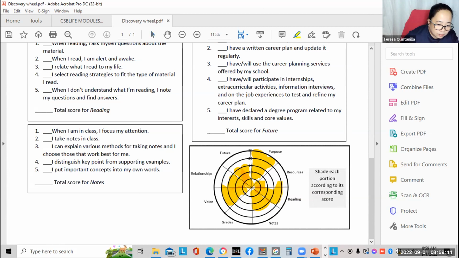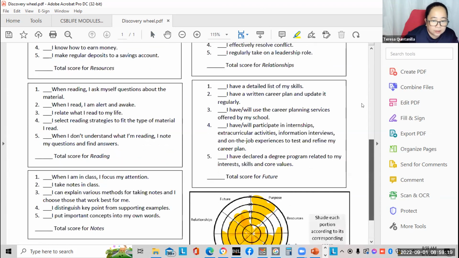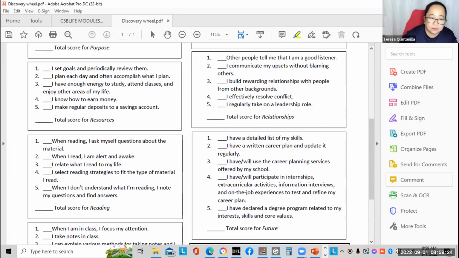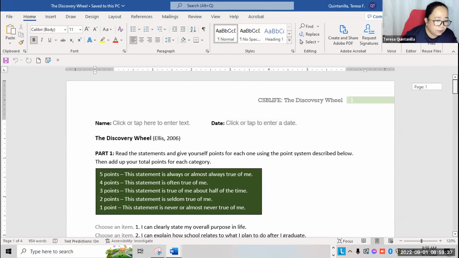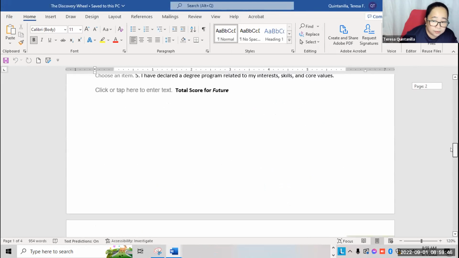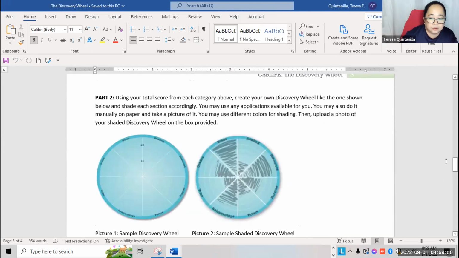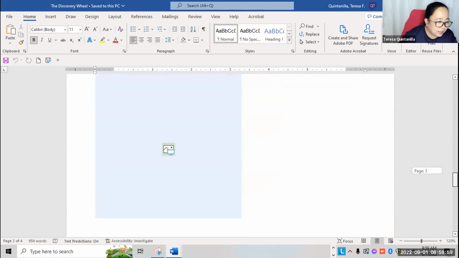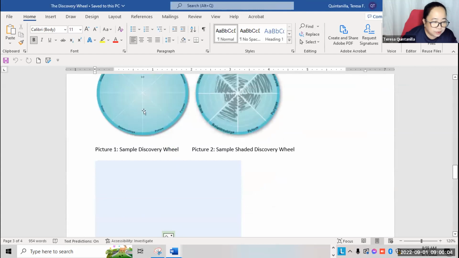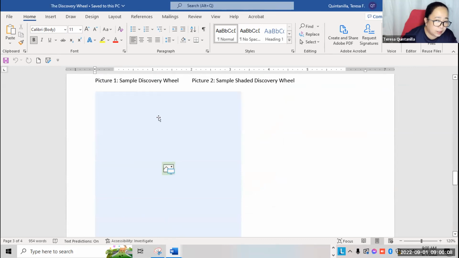You have to shade the area depending on the total score. After shading it, there will be questions. I have to answer this, also the same question. But this one has a colored area, so you can also use this one. It seems nicer because it's colored. This is the sample, and this will be yours. Or you can put it here, or you can use Paint or any other app, make it an image and then drop it here.